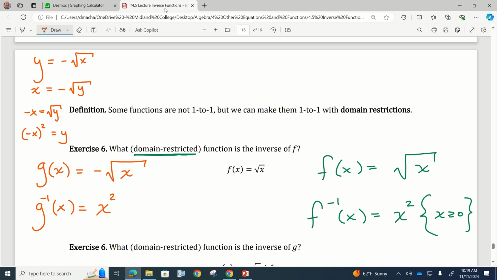Of course, this is not one-to-one, so I need a domain restriction. What's the domain restriction this time for? Yeah, Brianna's right. So this is going to be x less than or equal to 0.